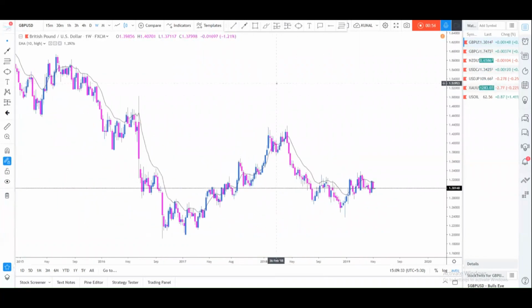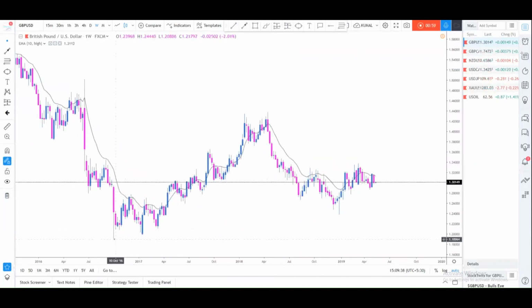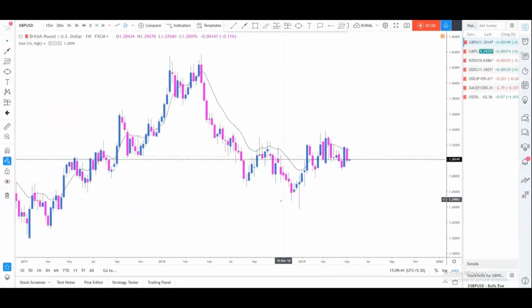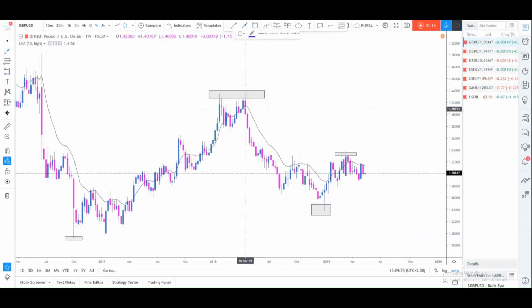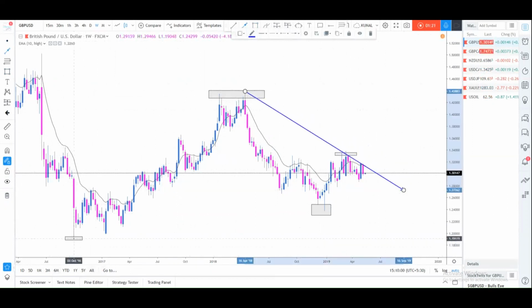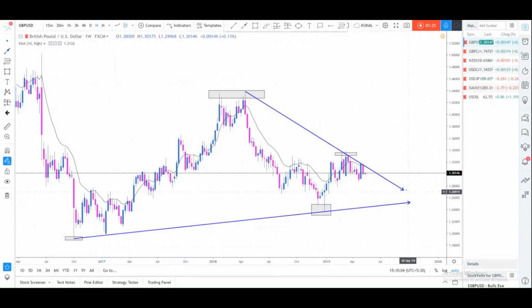So as usual on the weekly time frame, what we see is I'm taking a look at this level, this low, this high, this higher low again, and this lower high again. Whenever we have something like this, a low, a high, a higher low, and a lower high, we always see a triangle. So we know for sure we have that major triangle on the weekly time frame.